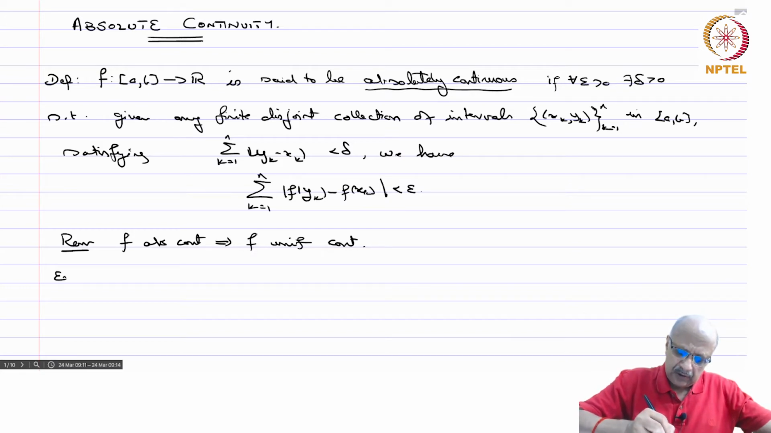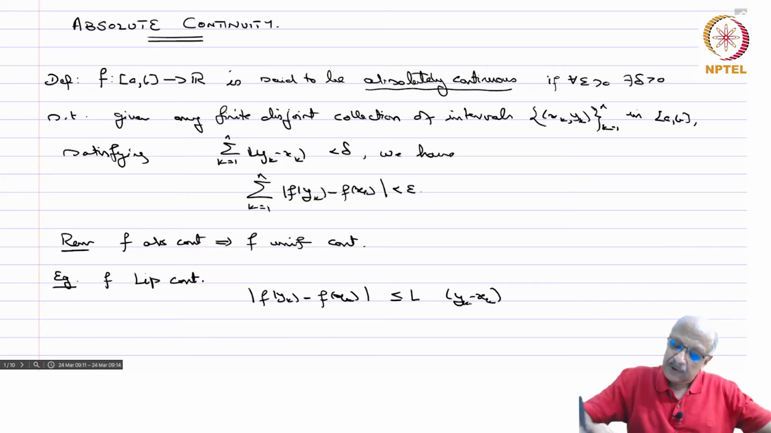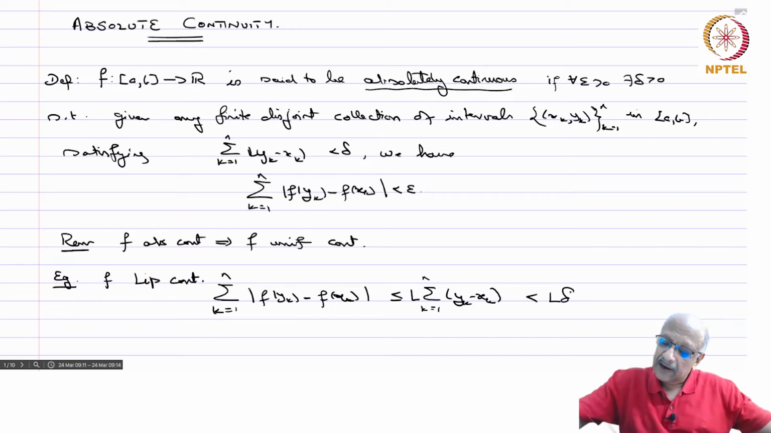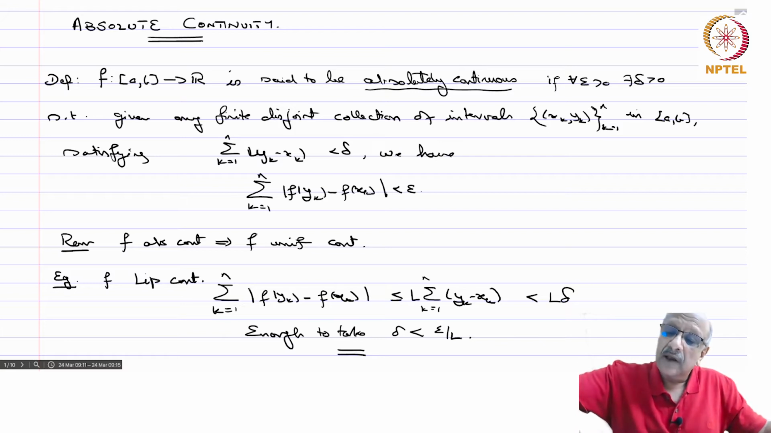uniform continuity. So example, f Lipschitz continuous. Then you have mod f of yk minus f of xk is less than or equal to L times (yk minus xk). This is the Lipschitz continuity. Now if you take sigma k equals 1 to n, this will be less than L delta. So it is enough to take delta less than epsilon by L, and so every Lipschitz continuous function is absolutely continuous.